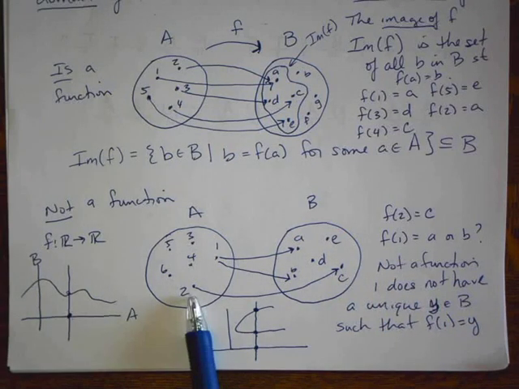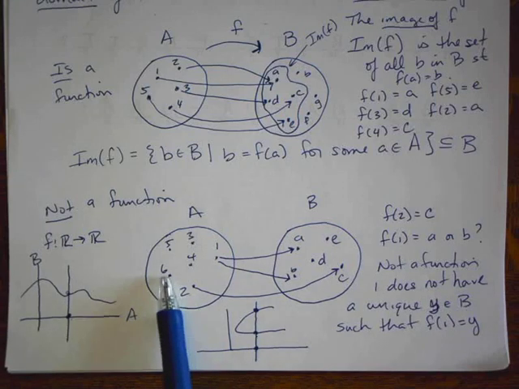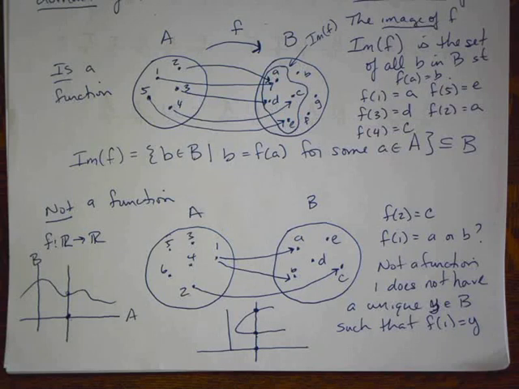Now, the way I drew this is not a function either because I don't have values for the rest of the a's in the domain. But this is where it's failing the uniqueness condition.